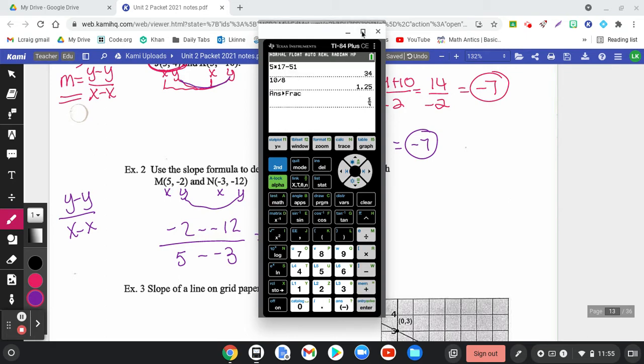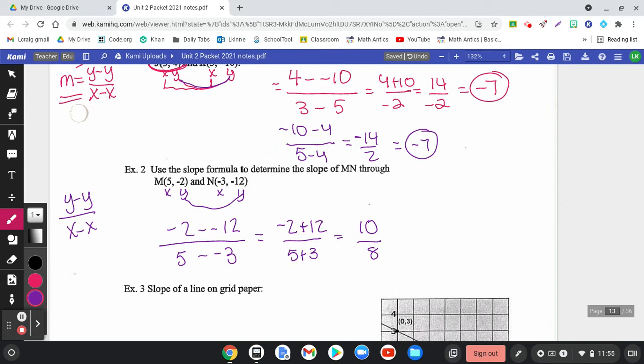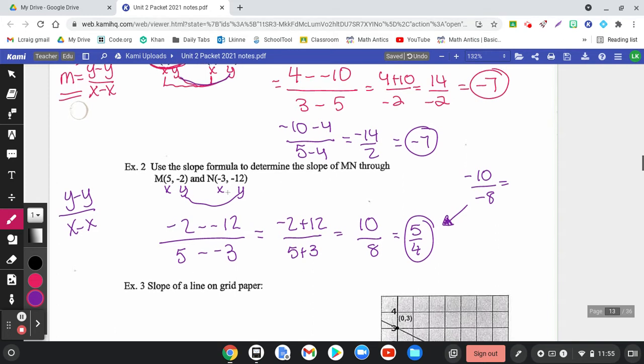Enter, enter. 5/4. You always want to leave your slope as a fraction. Makes it a lot easier with a lot of the things we're going to be doing. If you did it the other way, you would have ended up with negative 10 over negative 8. And again, you'd want to put it in to get a positive 5/4. You don't want to leave two negatives in.